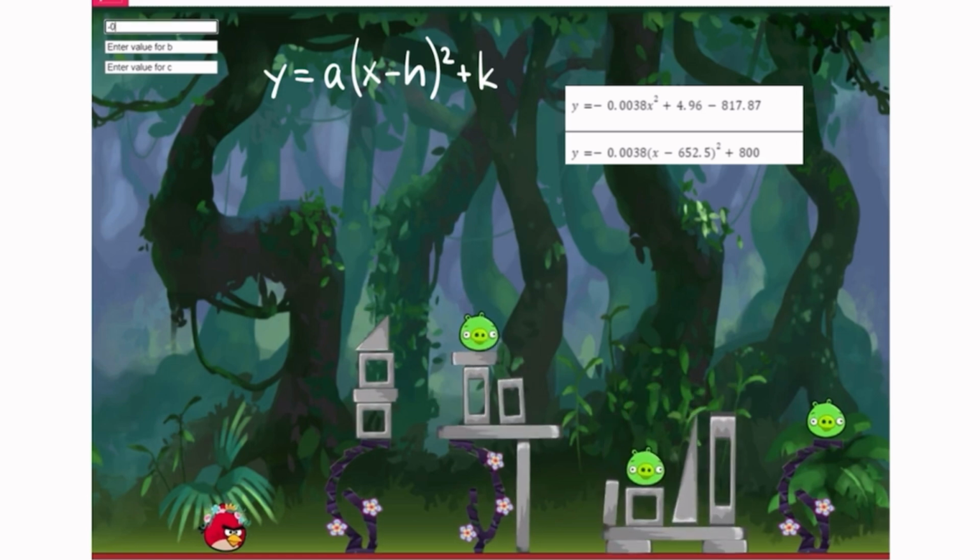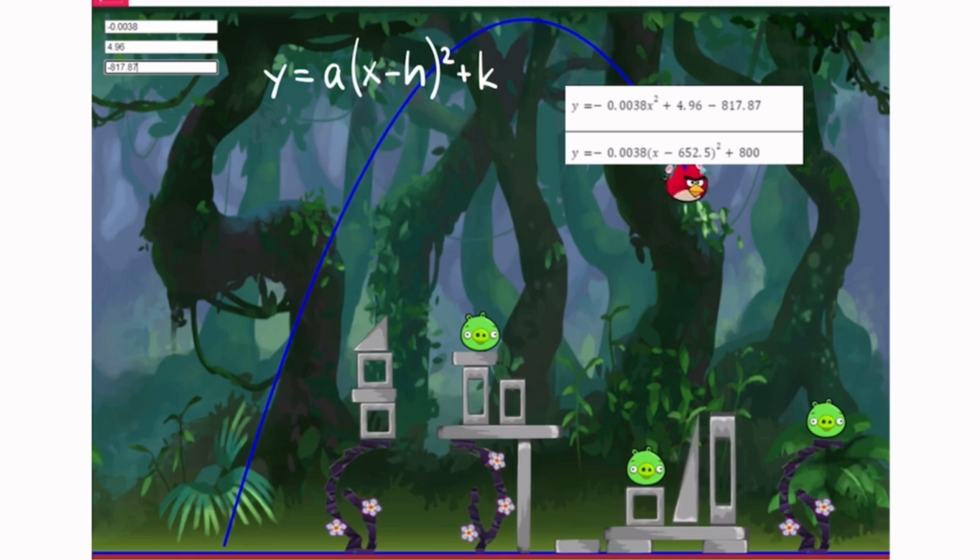Similar to stage 2, we have to determine the vertex first. After that, we can plug the vertex into the h and k of the given form of quadratic functions. By plugging in the bird's coordinates, we can also find a, as well as a completed equation. Once again, we must convert all equations into standard form.